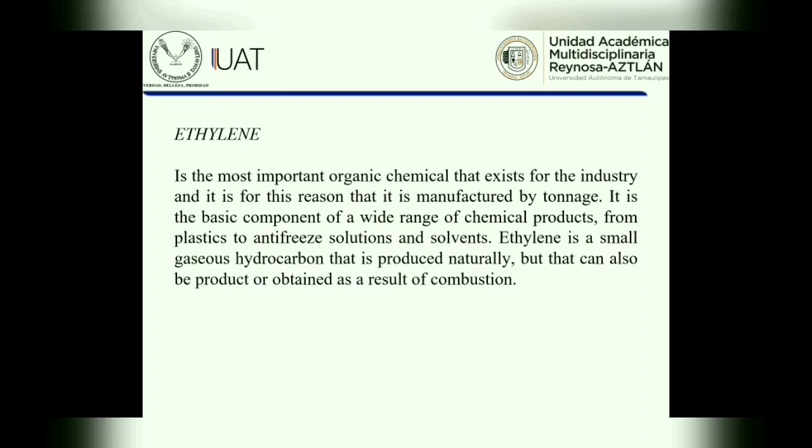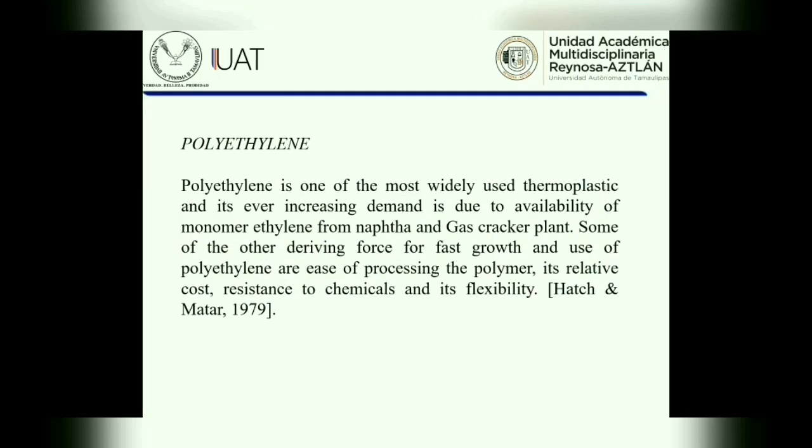Ethylene is the most important organic chemical that exists for the industry, and it is for this reason that it is manufactured by tonnage. It is the basic component of a wide range of chemical products, from plastics to antifreeze solutions and solvents. Ethylene is a small gaseous hydrocarbon that is produced naturally, but that can also be obtained as a result of combustion.